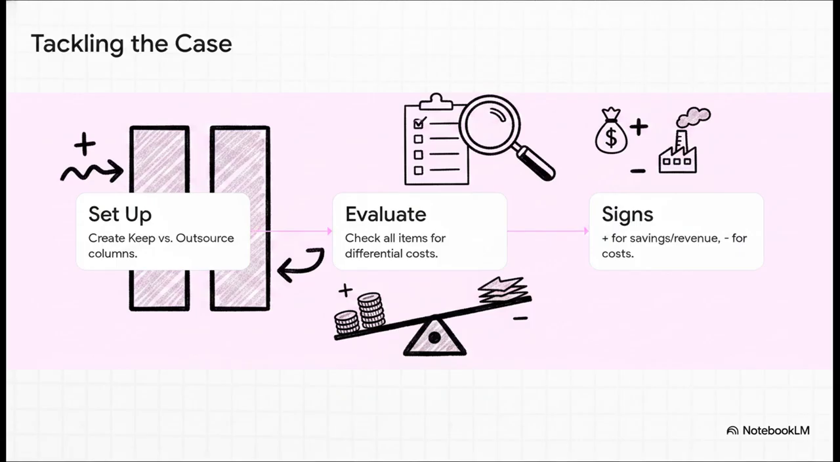Step 2, go through the case line by line. There are 9 specific items detailing different costs and revenue impacts, and you have to evaluate every single one to find those differential costs. Step 3, keep your signs straight. Use positive signs for savings or incoming revenue, like maybe if they sell off some old machinery, and negative signs for new costs. You really have to be rigorous and spot what actually changes.